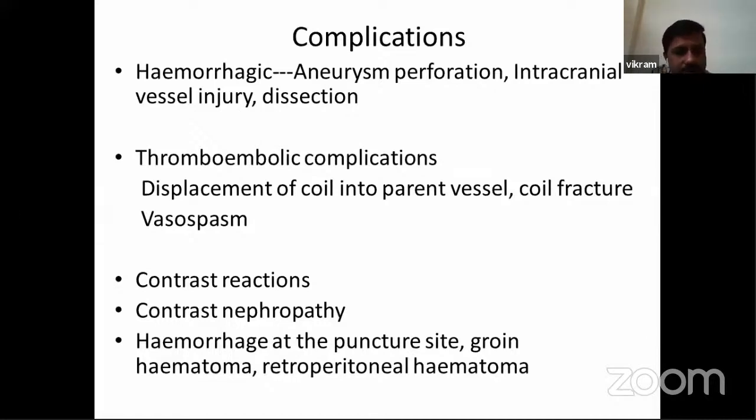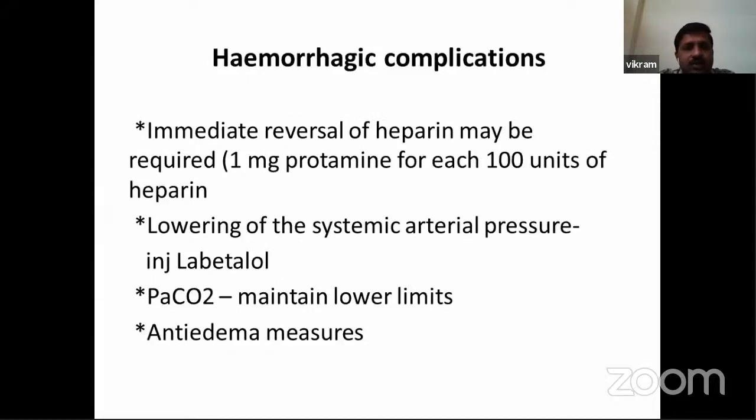The other non-CNS complications include contrast reactions and contrast nephropathy, which I've already discussed, and complications related to the femoral sheath, which can be hemorrhage, groin hematoma, and retroperitoneal hematoma. So what's the role of the anesthetist in hemorrhagic complications?